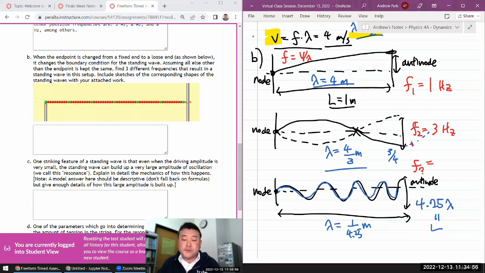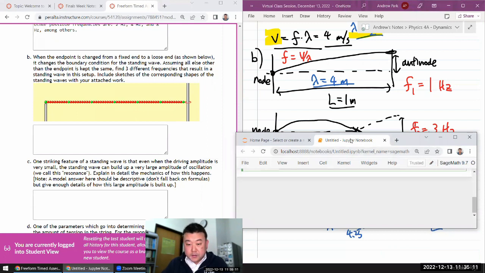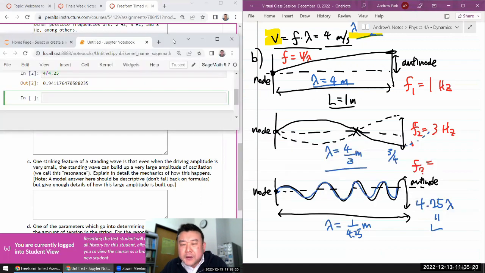Now, you can count the number of notes. That's a way to get to it, but not necessary. Let me just do 1 over 4.25 in a calculator. So, not 1, 4 meters per second divided by 4.25. So that is 0.941 hertz. That doesn't sound right. What am I doing wrong?